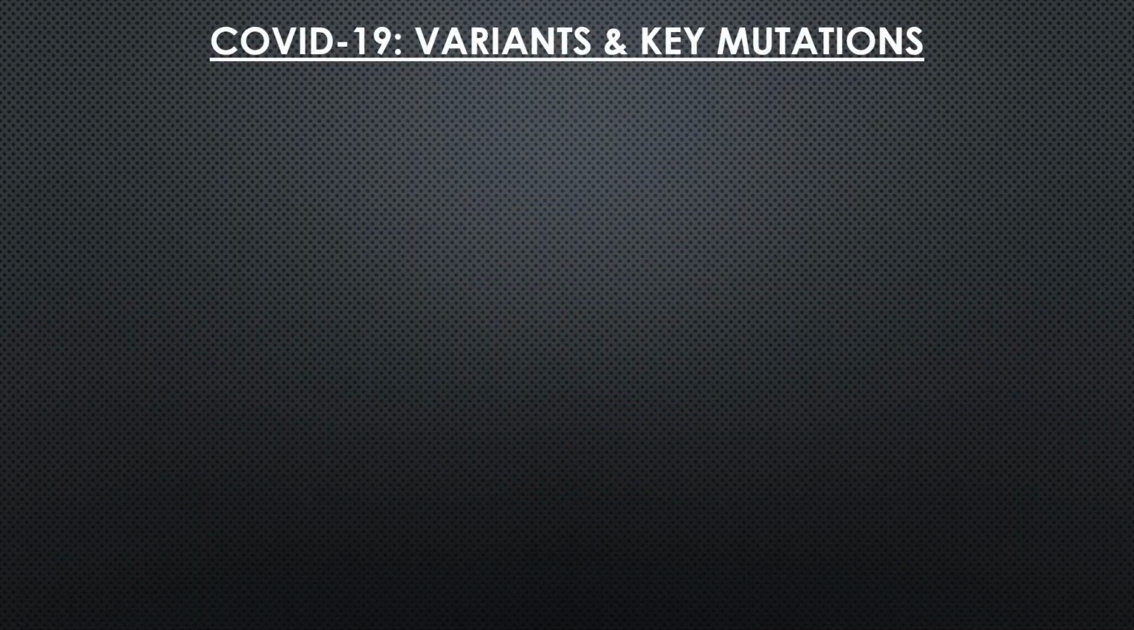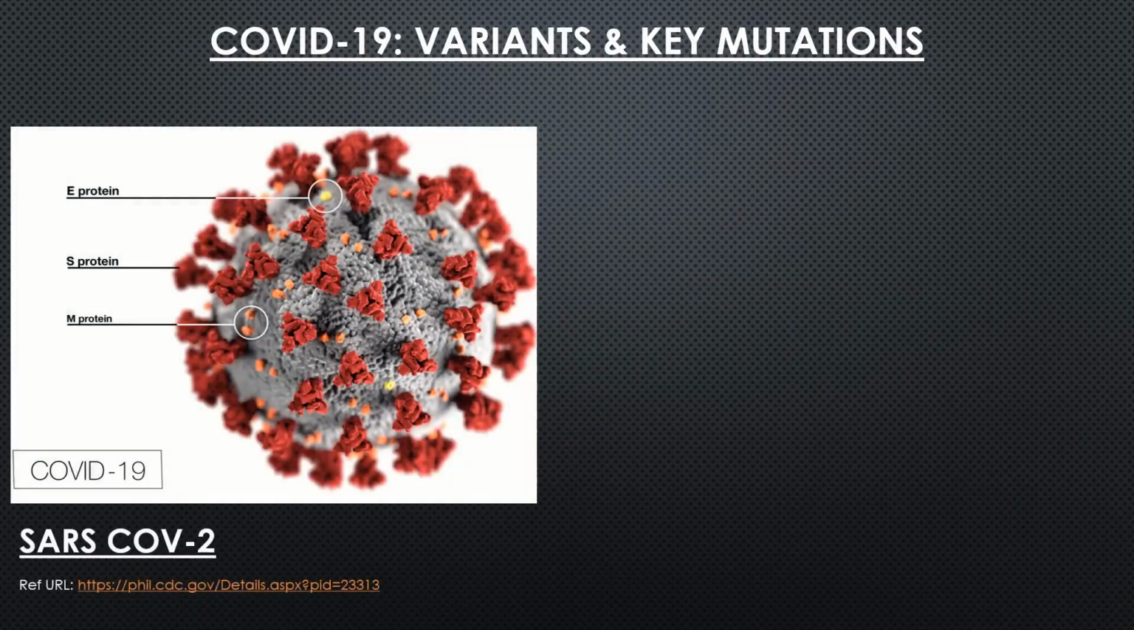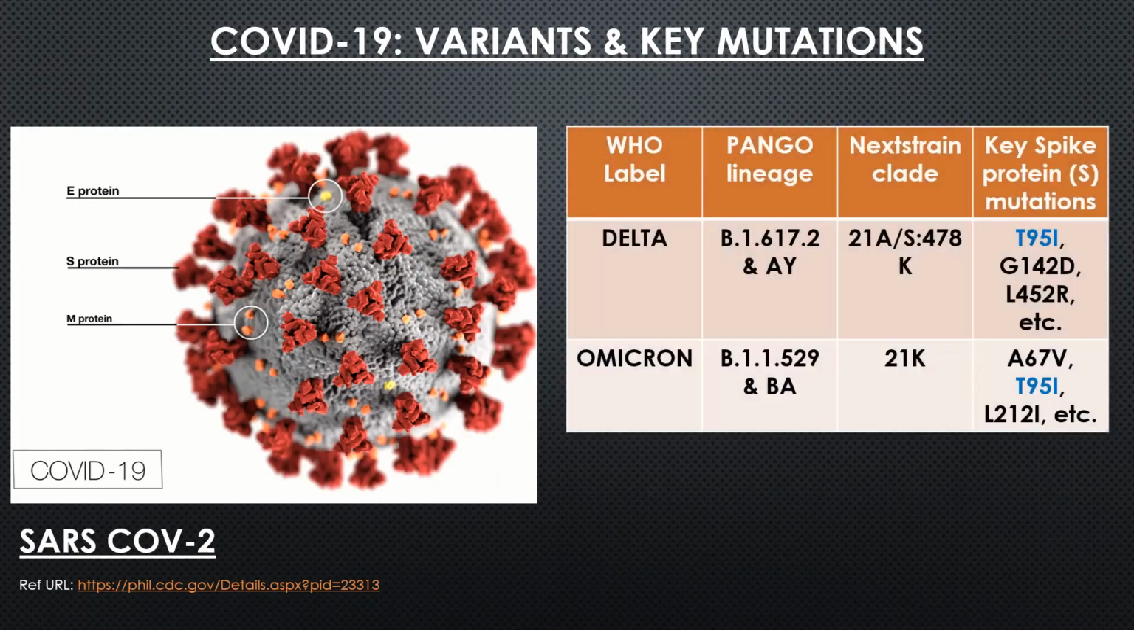Now, COVID-19 variants and key mutations. So this is the SARS-CoV-2 virus causing the COVID-19 pandemic, and the 3 major structural proteins found on the surface are the E protein or the envelope, the S protein or the spike protein, and the M protein or membrane protein. Now, this S protein or spike protein helps in the entry of the virus into our respiratory epithelial cells.